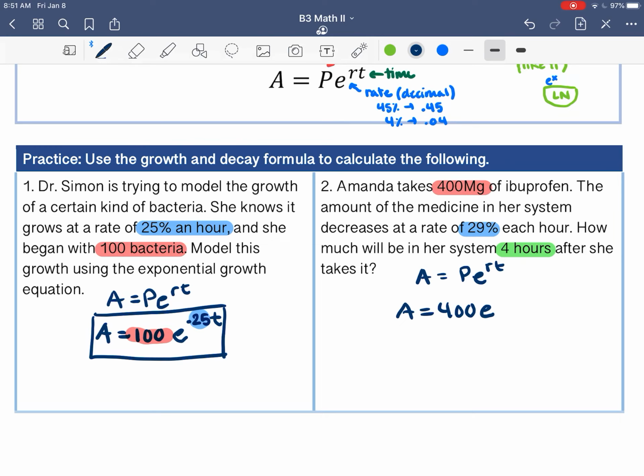Start with 400, e to the, okay, now let's talk about the rate. So it's saying it decreases at a rate of 29% an hour. I would invite you to pause me for a second and think about how you might make this so that it's decreasing instead of increasing. This formula that we just wrote over here, the bacteria is increasing. It's a population increase, so we have a positive rate. A negative will make this a decreasing formula. So I have to make this a negative 0.29 so that it's decreasing at that rate instead of increasing.